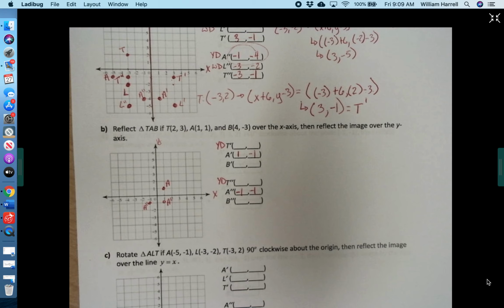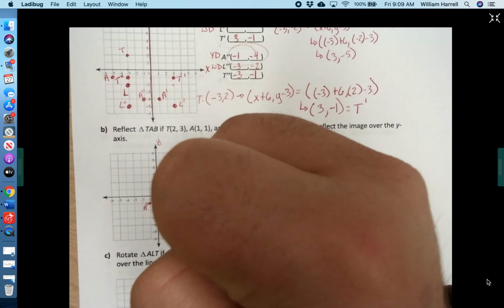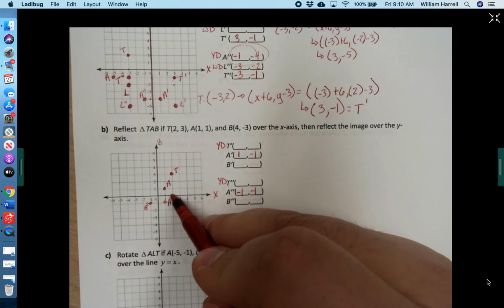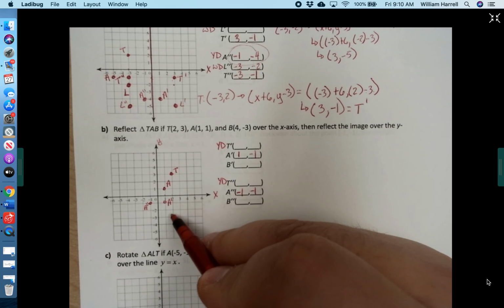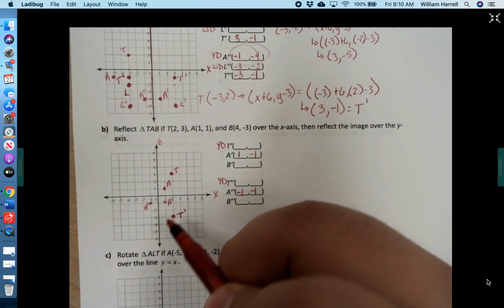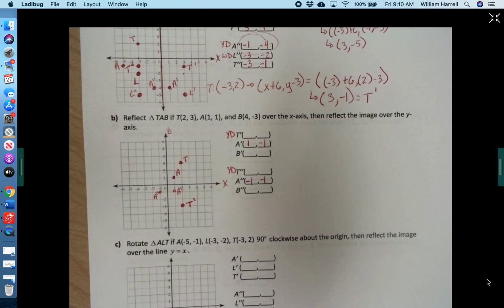After you plot, again, we picked a point this time. I told you to do T. So the first thing is plot the original, or your pre-image, at 2, 3. Reflect over the X, so I'm up 3. Now I need to go down 3. 1, 2, 3. That's going to be my T prime, or my image.